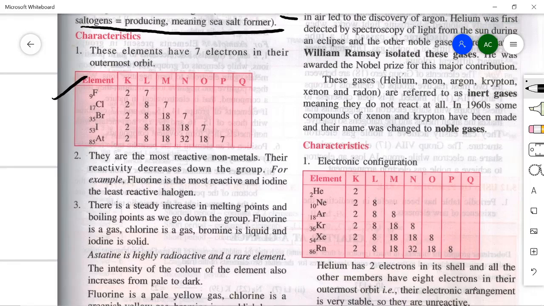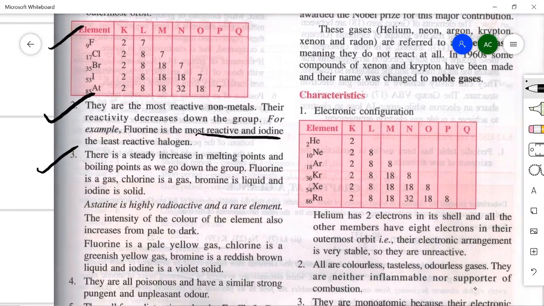They are the most reactive non-metals and their reactivity decreases down the group. As we have studied, fluorine is the most reactive and iodine is the least reactive. They steadily increase in melting and boiling point as we go down the group. Fluorine is a gas, chlorine is a gas, bromine is a liquid.